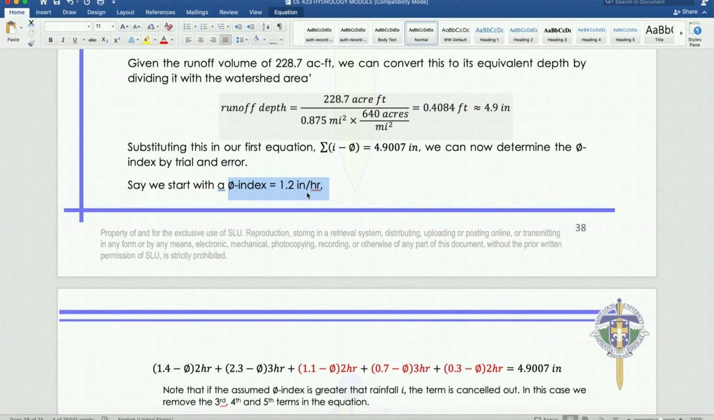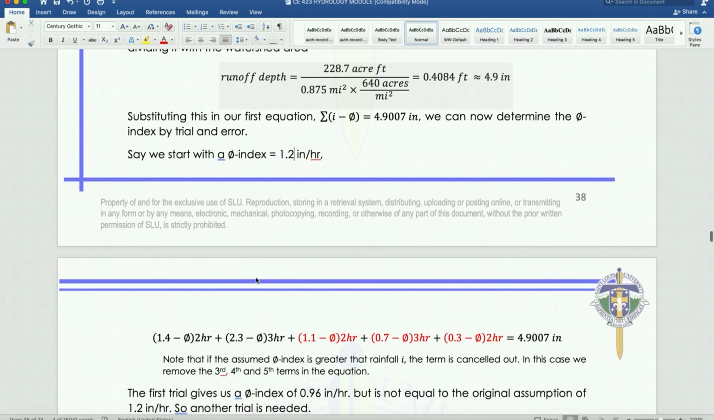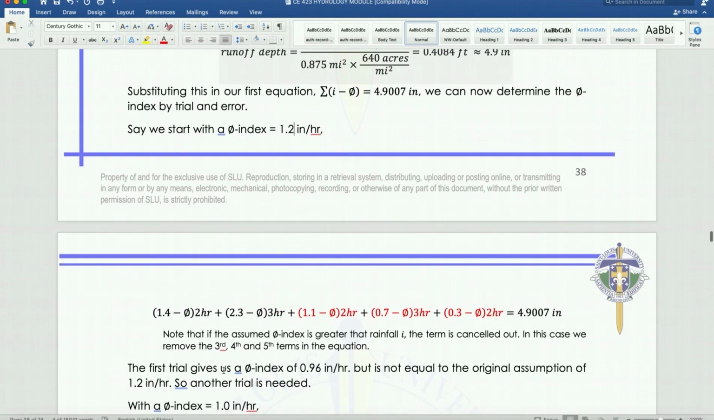Okay? So, let's try 1. So, i-assume natin si 1. So, if I am going to assume 1, I will be inputting the same equation. So, 1.4 minus phi times 2 hours, pwede because 1 is below than 1.4. 2.3 minus phi, okay. 1.1 minus phi times 2 hours, that is still okay. But 0.7 minus 1 is negative. 0.3 minus 1 is also negative. So, what I'm going to do is exclude these two equations. So, I am going to input these three equations in my calculator, equated to 4.09.